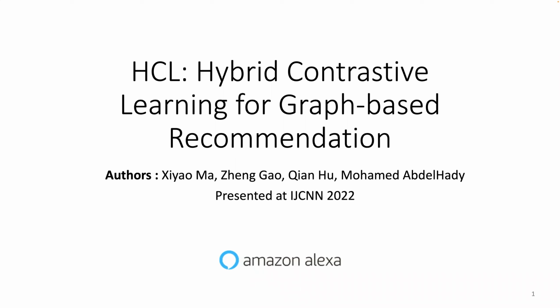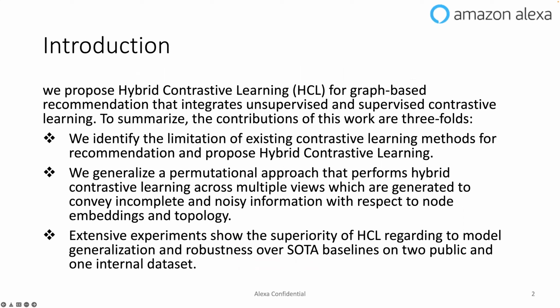Today I will present a paper called HCL: Hybrid Contrastive Learning for Graph-Based Recommendation. To summarize the contribution of this work, we first identify the limitation of existing contrastive learning methods for recommendation and propose HCL. Second, we generalize a permutational approach that performs hybrid contrastive learning across multiple views, which are generated to convey complete and noisy information with respect to node embeddings and topology.